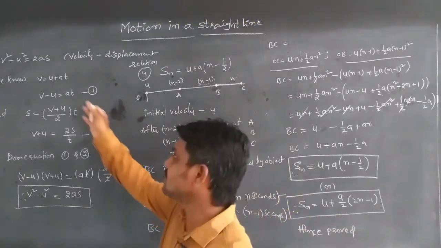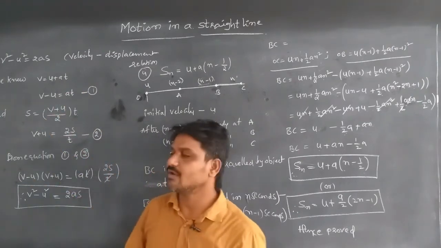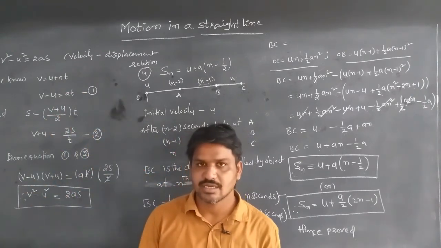This is also the relation between the displacement and velocity, v square minus u square is equal to 2as, hence proved.